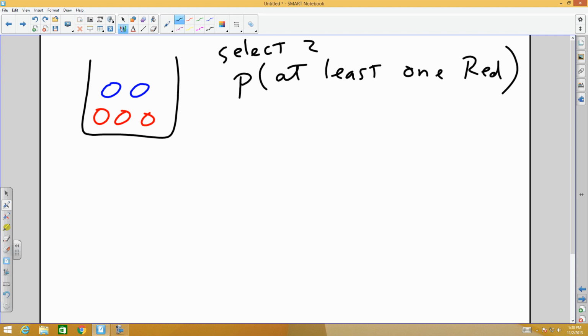What does it mean at least 1 red? One or more. Very good. 1 or more. It means 1 red or 2 red. What is 1 red? RB or BR. And now 2 means RR.